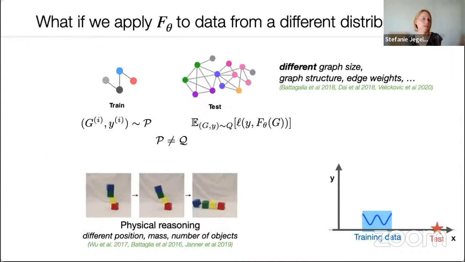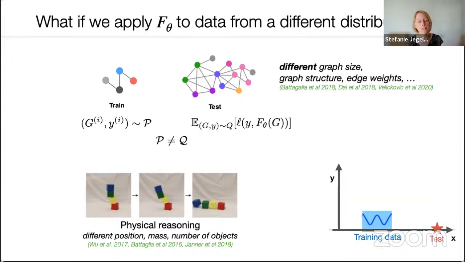So the past few slides were about looking at generalization, where the training and the test data come from the same distribution. In the last few minutes of my talk, what I want to look at is an even more challenging scenario, and that is, what if the training and test data come from different distributions? So what this means here, for example, is that I'm training on small graphs and I'm looking at larger graphs. If you are learning a shortest path algorithm on small graphs, you would expect that it generalizes to larger graphs as well, or graphs with different degrees, different edge weights, etc.